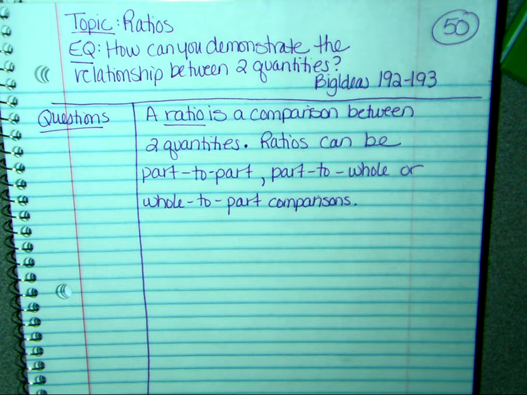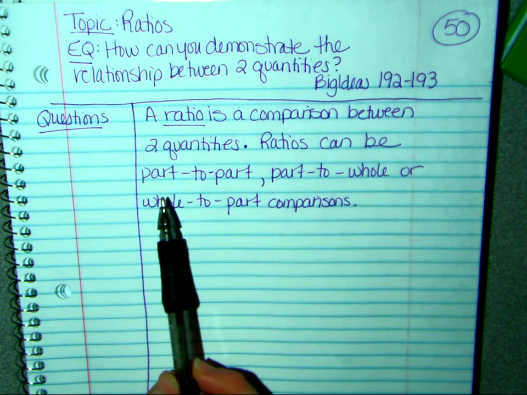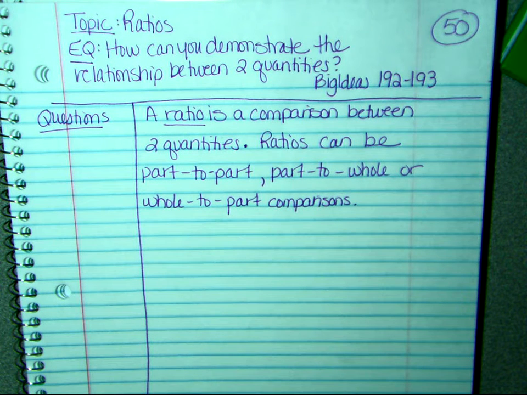So the day before yesterday, we talked about ratios, and I gave you the example of my animals that I have at home, and I said I have 1 bunny, 1 tortoise, and I have 2 dogs. And I said that comparing part to part would be like comparing the bunny to the dogs. I have 1 bunny to 2 dogs. Part to whole would be like comparing I have 2 dogs to 4 pets total. And whole to part would be like I have 4 pets total to 1 tortoise.